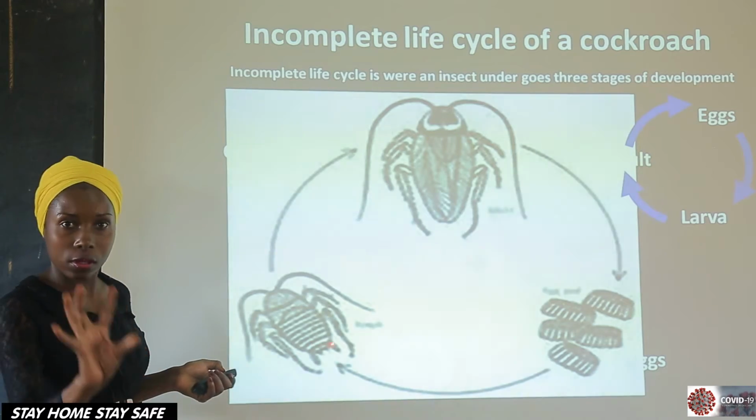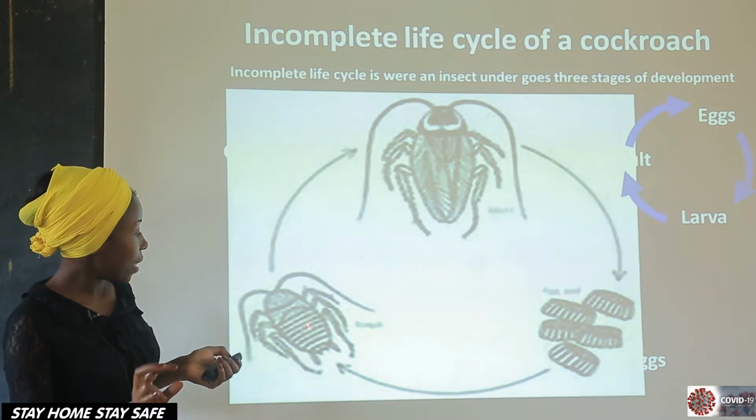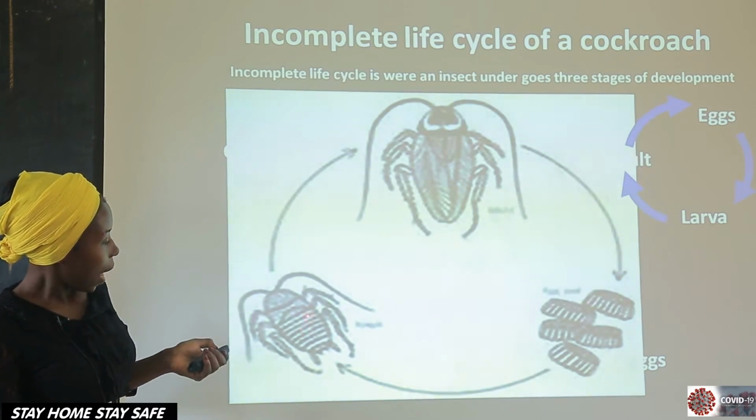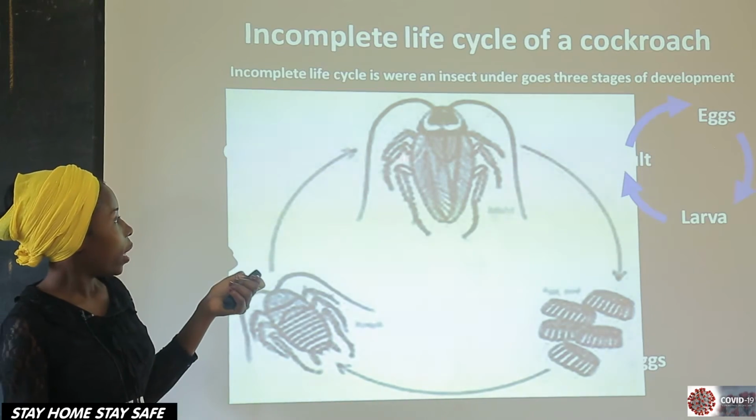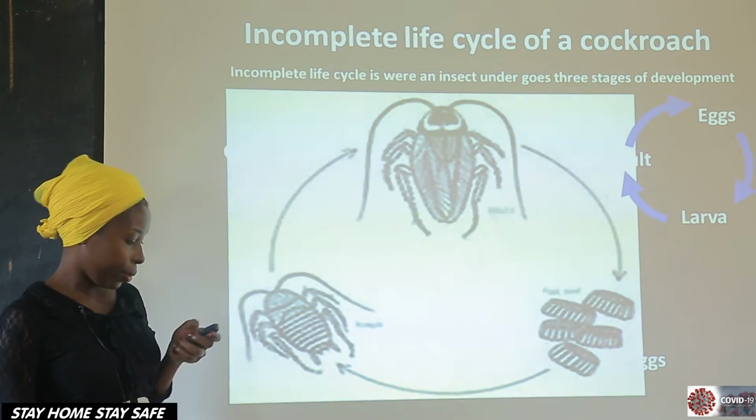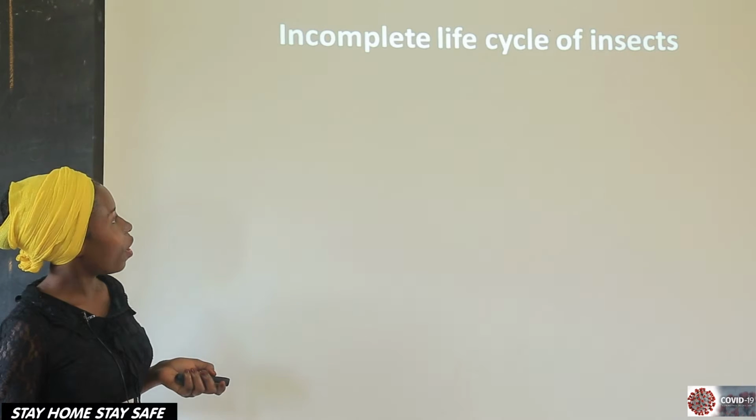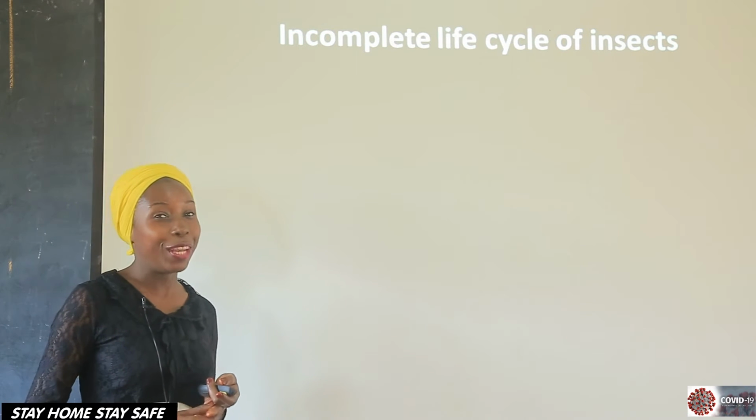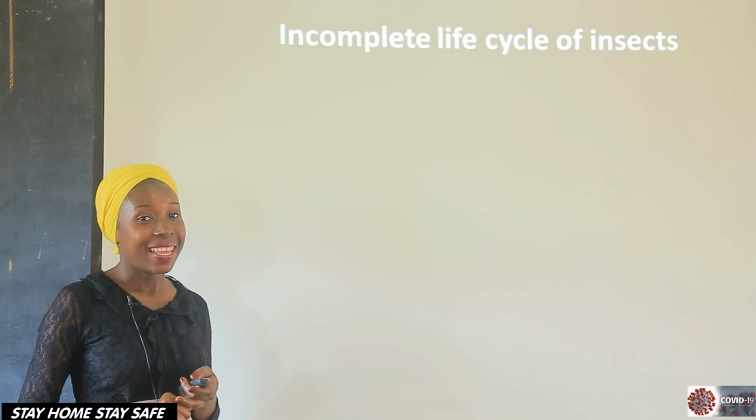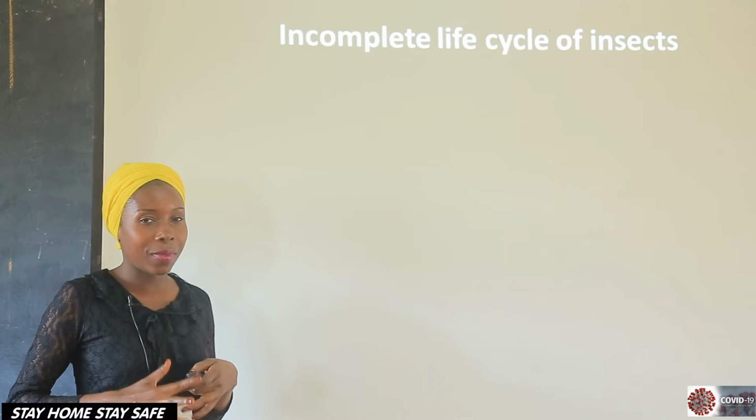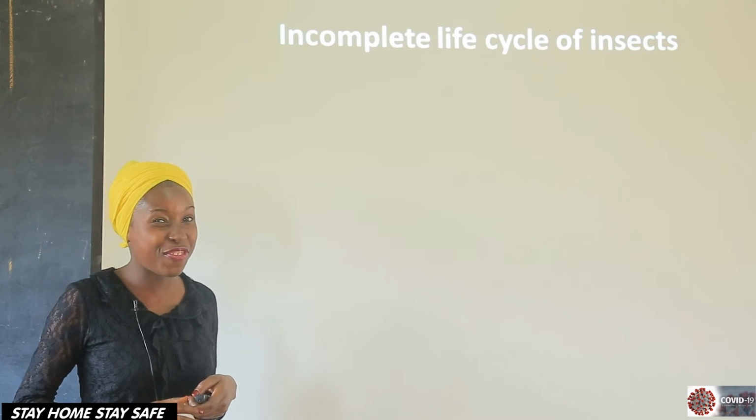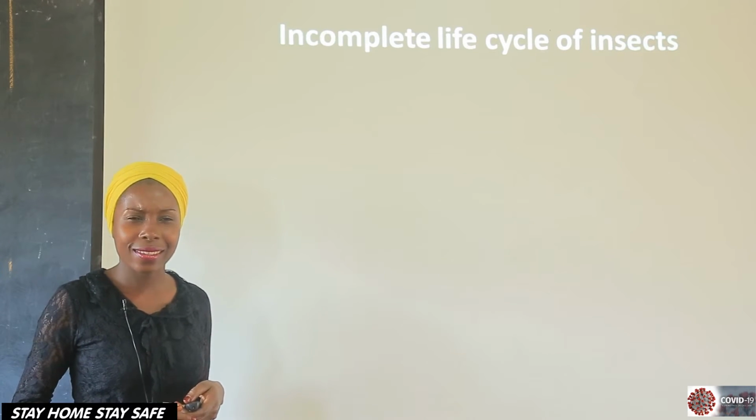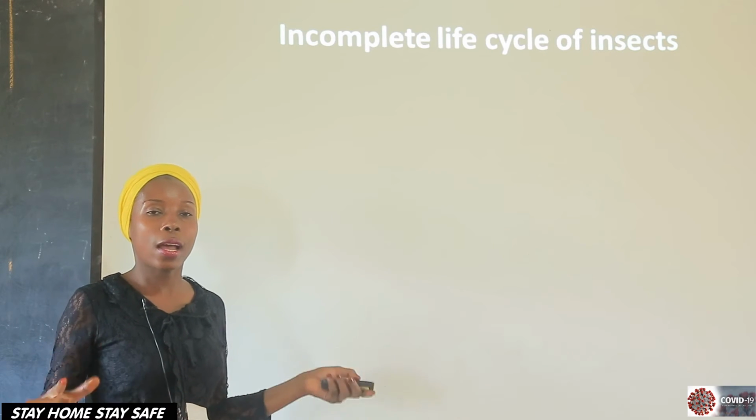The larva is a baby cockroach. A baby cockroach doesn't have wings. Look at it, doesn't have wings, and then eventually it will turn into an adult. Yes, this larva stage has a name. The larva stage has a name, and this is called a nymph. Yes, say it. A nymph. It has a name.